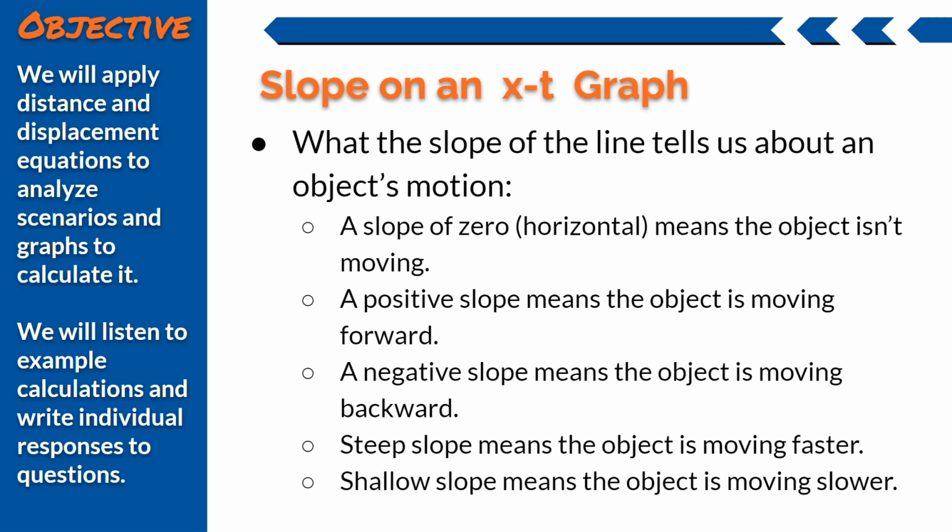We've already gone over each of these bullet points, but if you don't have them written down in your notes, this might be a helpful thing for you to write. The slope of 0, a horizontal line, means the object isn't moving. A positive slope means the object is moving forward. A negative slope means the object is moving backward. A steep slope means the object is moving faster. And a shallow slope means the object is moving slower.